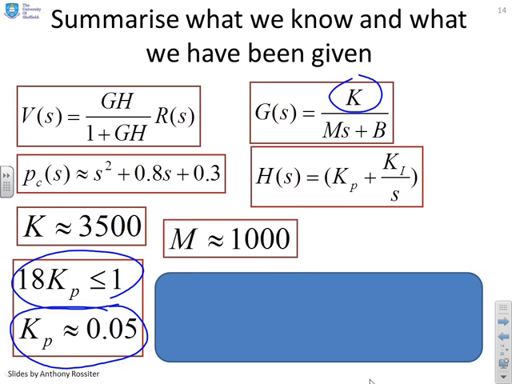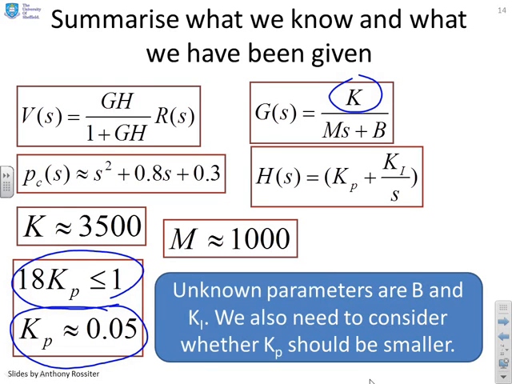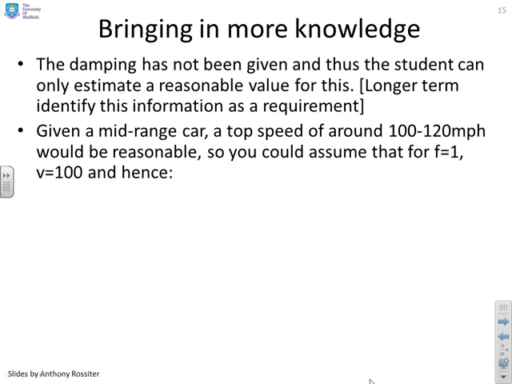We know that the mass M is about 1,000, and so when we put this together, you see that there are still two unknown parameters. We don't yet know B, and we don't yet know Ki. So before we can proceed to analyze this system, we need to do something about those two parameters. So let's see what other knowledge we've got.